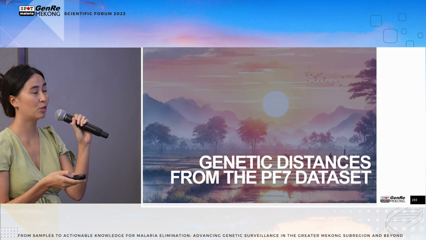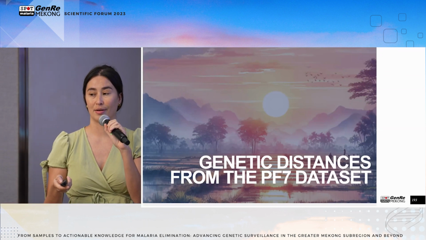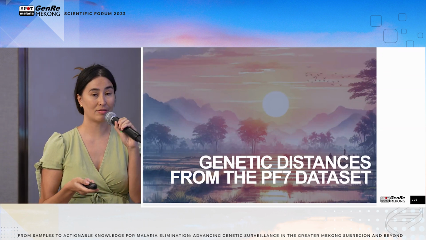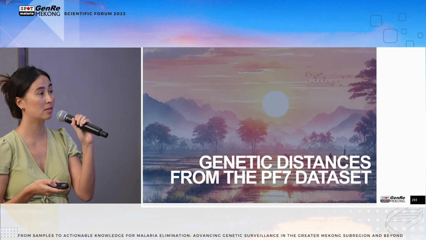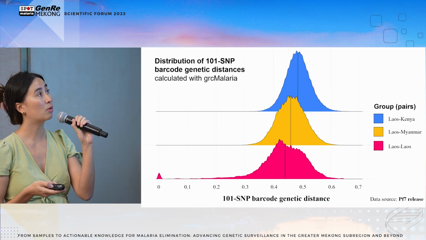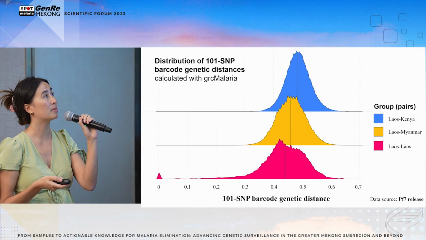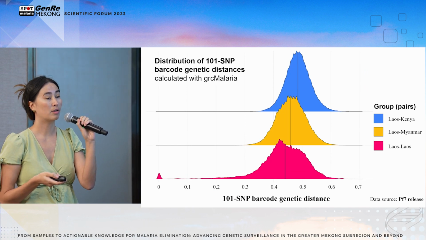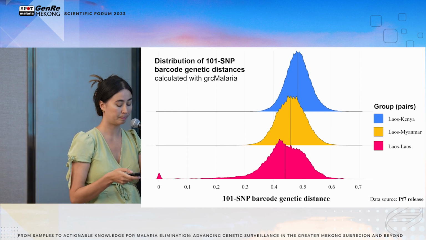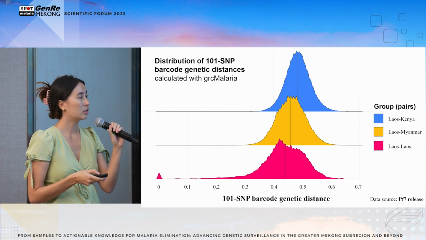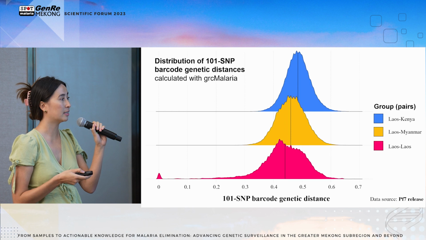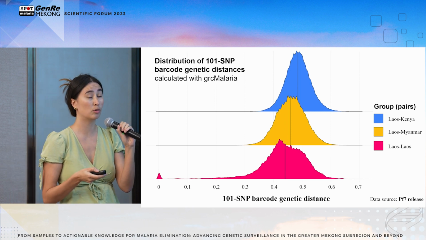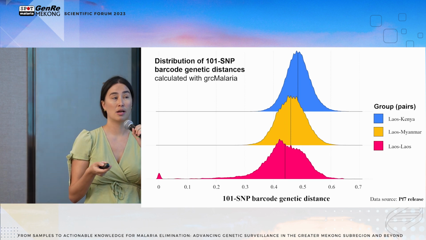Then I'm going to show you some data of the PF7 data set. I'm going to start with the genetic distances that were calculated with the 101 SNP barcode. The calculations were done with GRC malaria. So on the x-axis, you see genetic distance, and these are genetic distance distributions of 3 groups. They were randomly chosen.